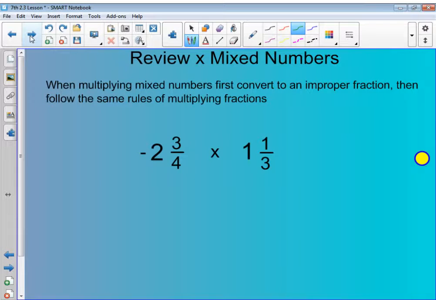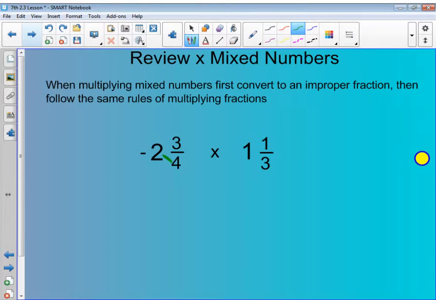Now we're gonna move in and review really quick working with mixed numbers. So when you have a mixed number and you multiply, you can't actually multiply or divide mixed numbers. You have to change them to improper fractions. So the process that you have to use is you have to multiply.